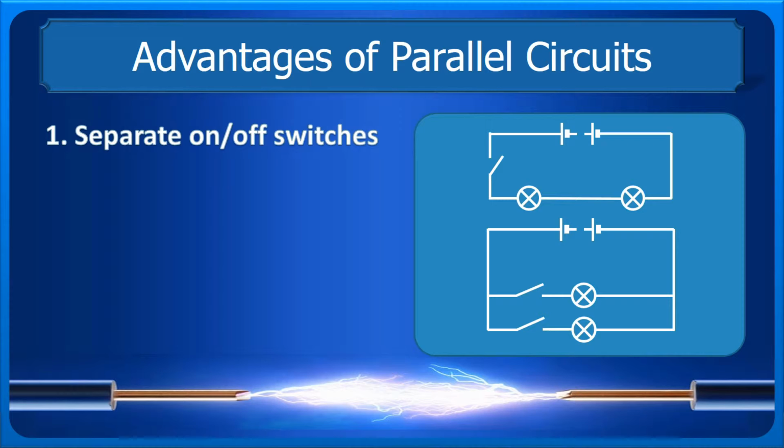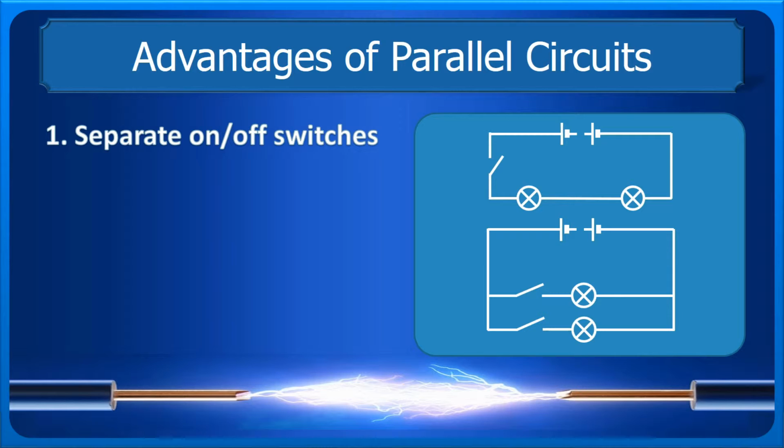One of the main benefits of having a parallel circuit is that we can include separate on-off switches for different branches or different components. If we have a look at this series circuit here, first of all, we'll see that it doesn't matter where we put the switch. You should know that it doesn't matter where you put the switch. If we turn this switch on, it's going to mean that both of the components, in this case light bulbs, will light up at the same time. And if we switch it off, then both of the light bulbs will switch off.